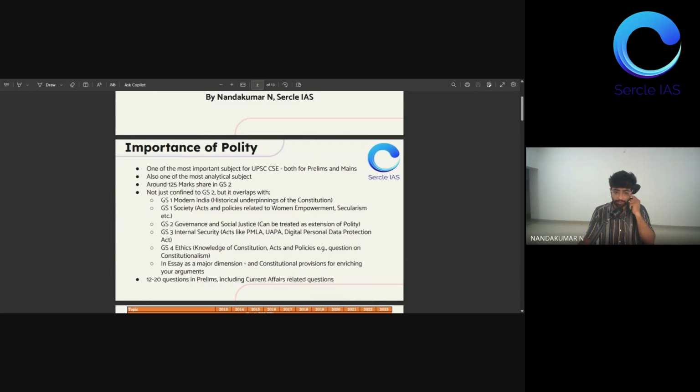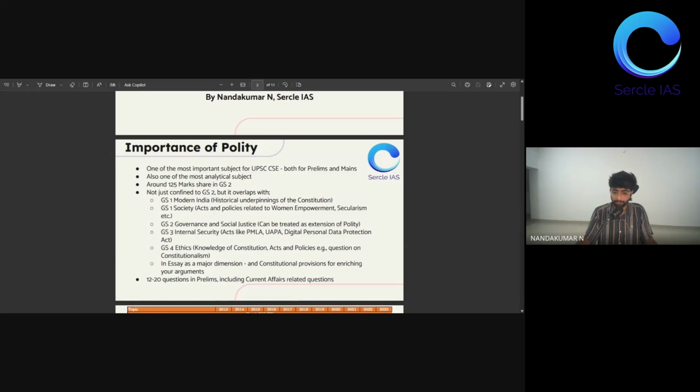And in GS4, ethics, knowledge of constitution, acts, and policies are very crucial. For example, there was a question on constitutional morality in the 2019 exam. Terms like constitutionalism are also important, not just for part A but also for case studies, because you can quote terms like constitutionalism and constitutional morality when you are taking decisions and policies. And in essay, polity is a major dimension.